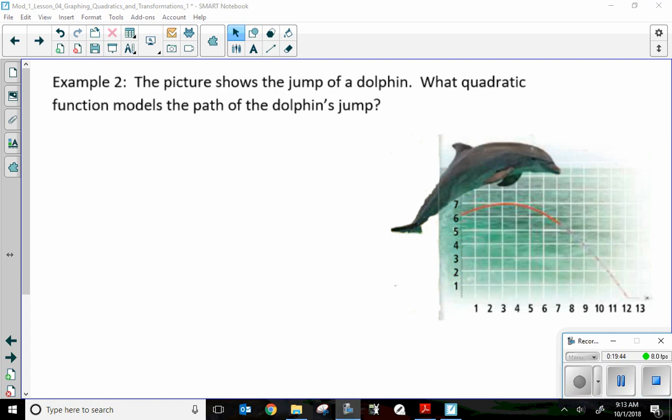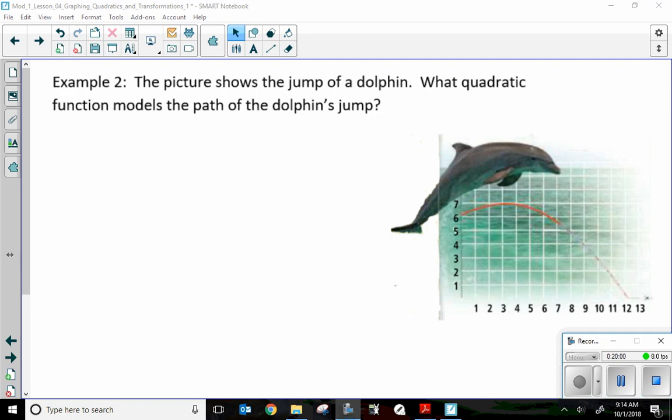Okay, this is the last one, example 2. The picture shows the jump of a dolphin. Look at that. What quadratic function models the path of the dolphin's jump?